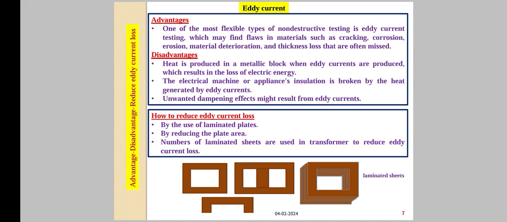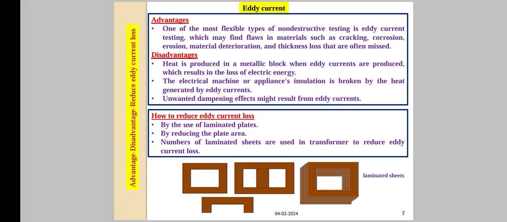Now, there are some disadvantages of these eddy currents. Because of these loops of currents, some heat will be generated. So there will be an energy loss in the metallic plate, and because of that heat, it will damage the insulation also, and some unwanted damping effects might result from these eddy currents. So these are the different disadvantages.